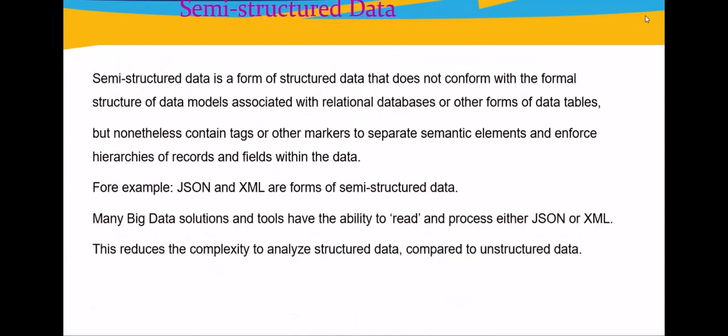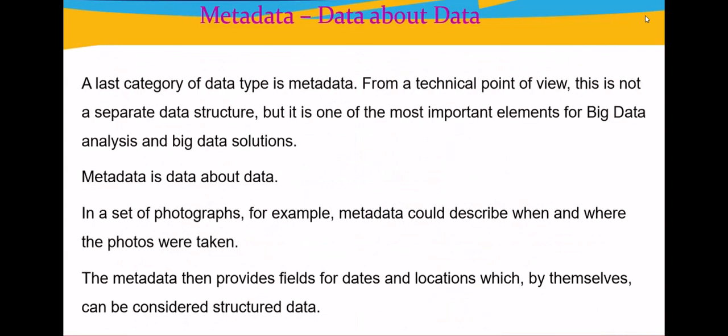The other type, very important especially in big data solutions for initial analysis, is metadata. This is data about data. The last category of data type is metadata. From the technical point of view, this is not a separate data structure, but it is one of the most important elements for big data analysis and big data solutions.